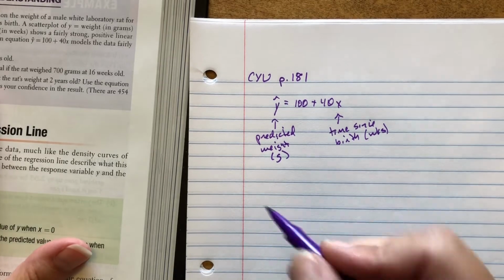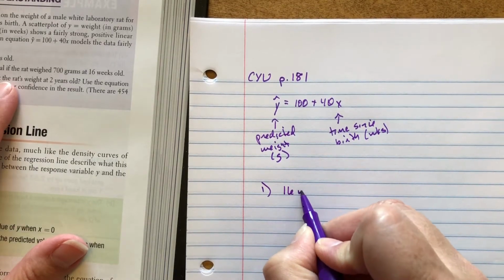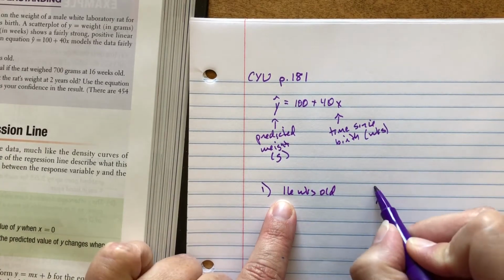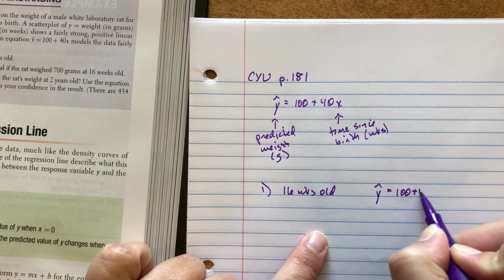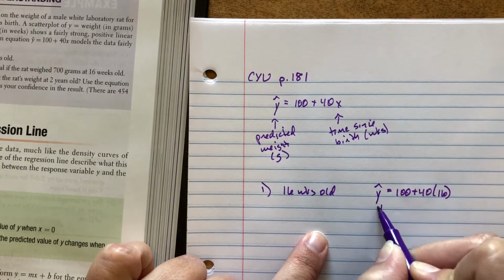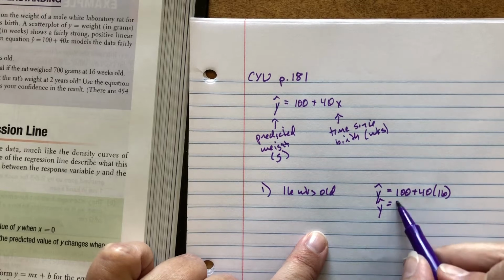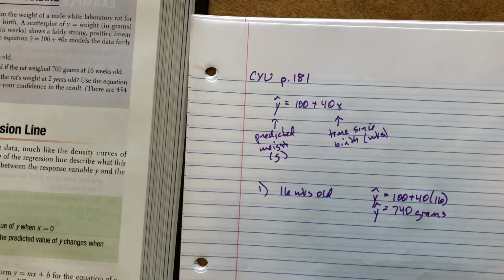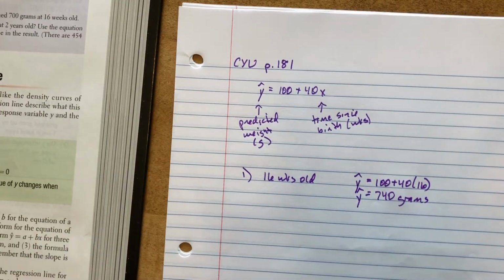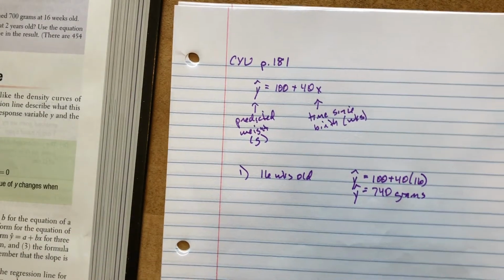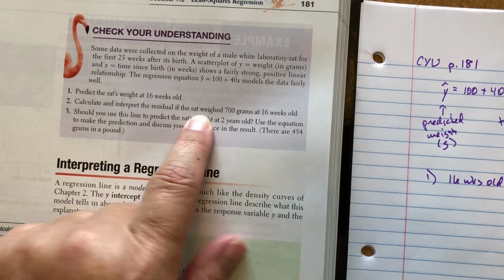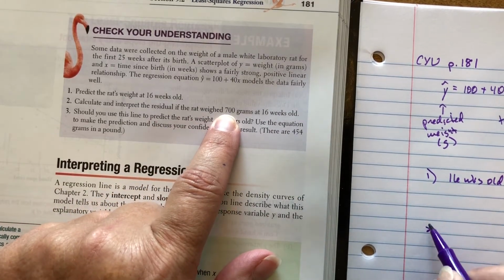It says predict the rat's weight at 16 weeks old. So all I have to do is plug 16 in for x. Pretty straightforward. Plug that in the calculator and we get 740 grams. So from our data, we're going to predict that a 16-week-old rat is going to weigh 740 grams. Now let's calculate and interpret the residual if the rat actually weighed 700 grams at 16 weeks.